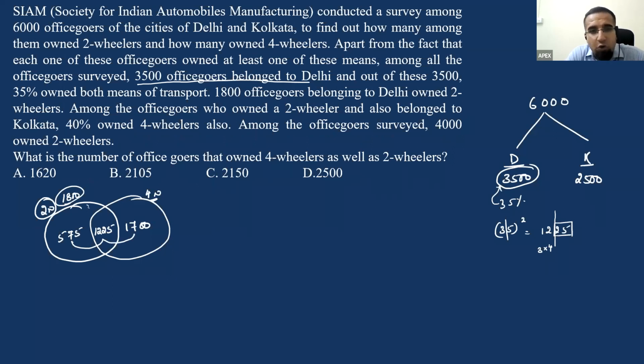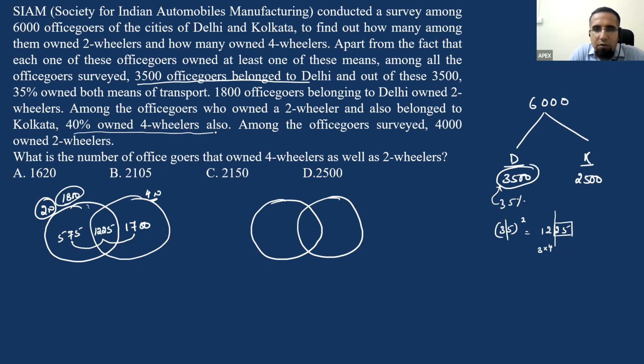Now, among the office goers who owned a two-wheeler and also belonged to Calcutta. Now let's talk about Calcutta. People who own a two-wheeler and also belong to Calcutta, 40% of them owned four-wheelers also. And among the office goers surveyed, 4,000 people own two-wheelers. Out of 4,000, now you can look at this. 4,000 owned two-wheelers. Out of that, 1,800 were in Delhi. That means 2,200 were in Calcutta.